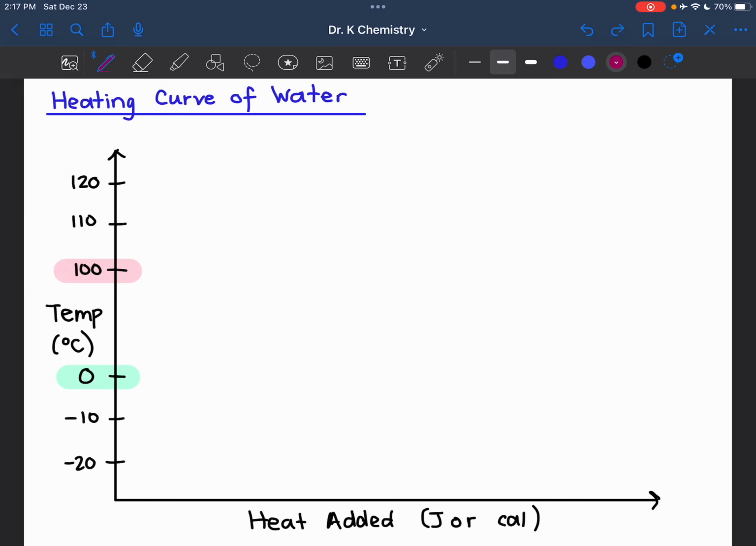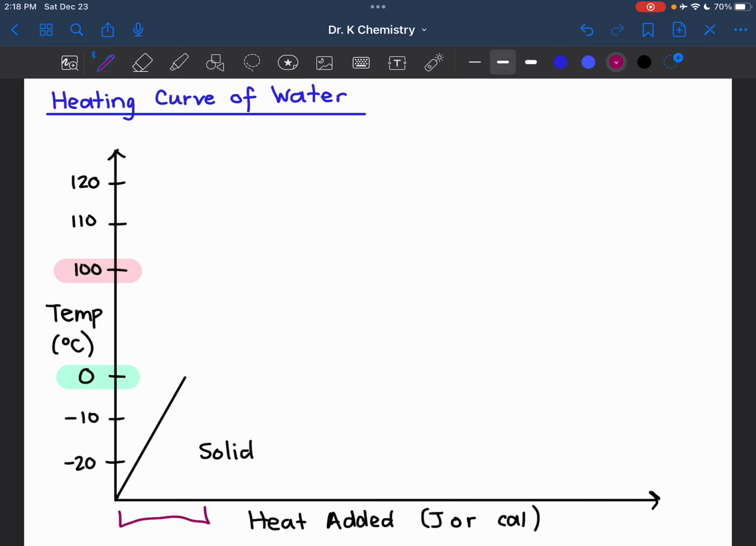If we go below 0, we are, of course, cooling our water. If we go above 100, we are heating it up even further. So if we are below 0 degrees Celsius in this region, well, water is going to be a solid, right? If we are below 0, it will definitely be ice, which is solid water. Now, if we are starting at less than -20 and we add heat into the system, that solid ice is going to absorb heat, and it's going to get warmer and warmer and warmer. And notice that that temperature is increasing.